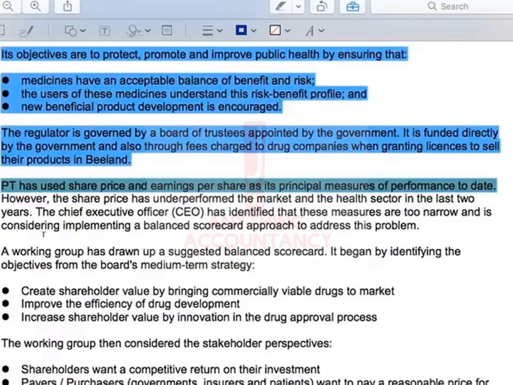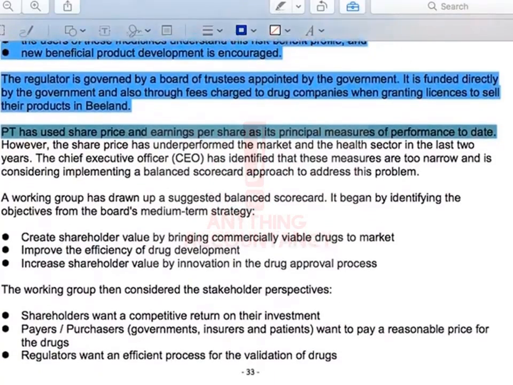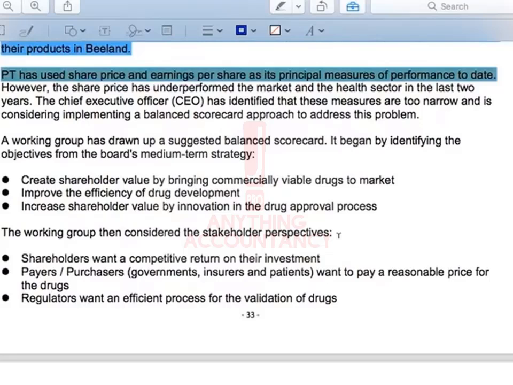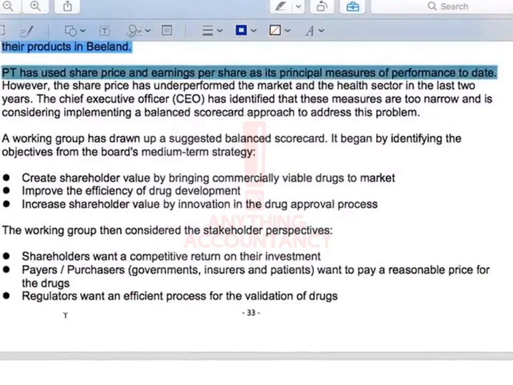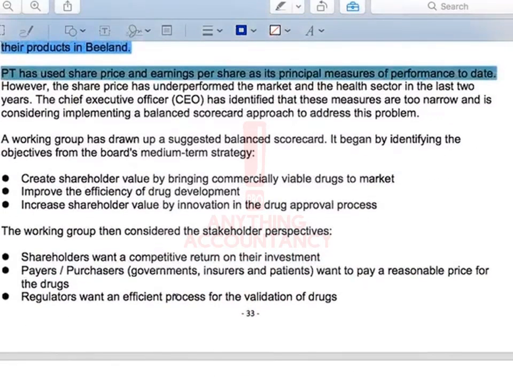The working group has drawn this up and identified your objectives. The working group considered the stakeholder perspective. This is where the examiner purposely put the stakeholders here. Why did he put the stakeholders here? So that when you do question B, you go and use this as the answer. Once you use this in the answer, what happens to you? Wrong. These were stakeholders who are relevant to PT, not to BDR. So it was a trap.